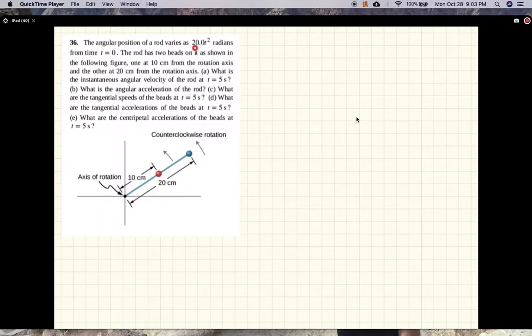The angular position of a rod varies as 20 t² radians from time t equal to 0. The rod has two beads as is shown in the following figure. So this bead is at 10 centimeters and that bead is at 20 centimeters from the rotation axis. What is the instantaneous angular velocity of the rod at t equal to 5 seconds?